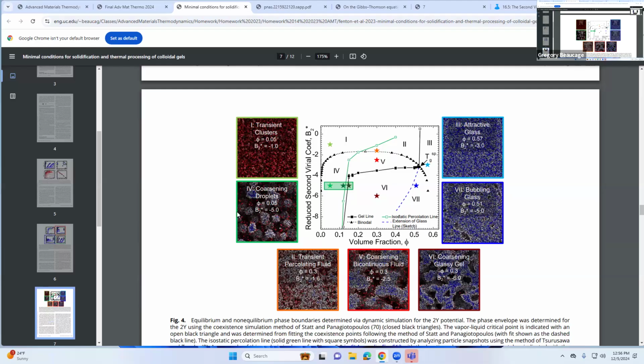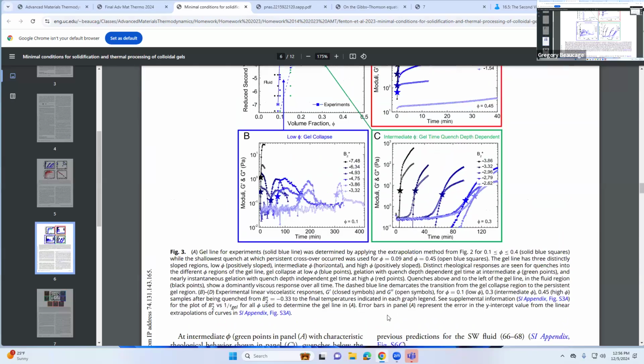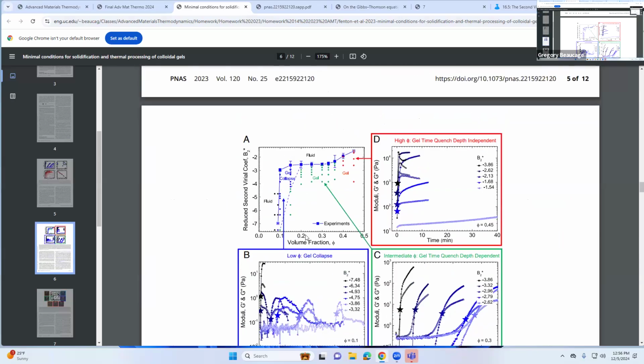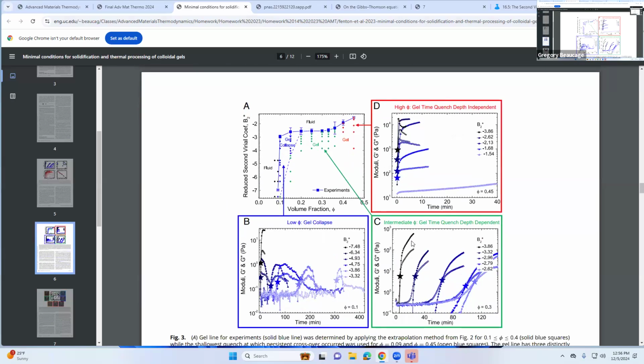Okay, so you can do this measurement. You can get G prime and G double prime. You can plot those two to find where they cross, and that's where you have a gel. So he does that. That's actually the technique he likes to do. The solid ones are G prime, and the hollow ones are G double prime, and where they cross is where the star is.